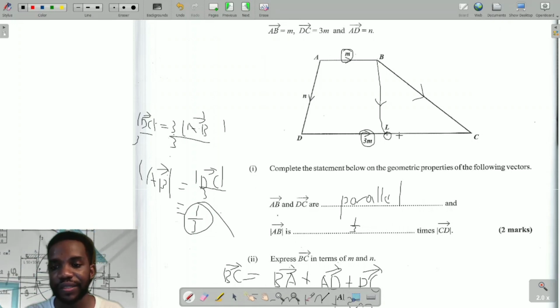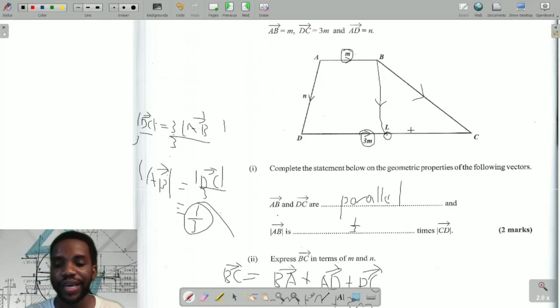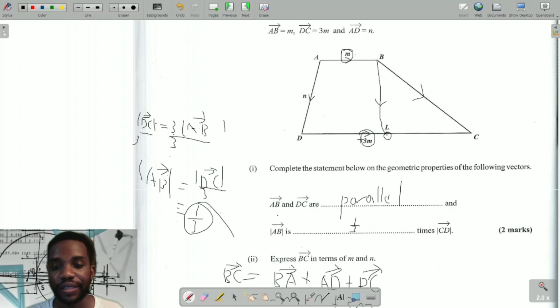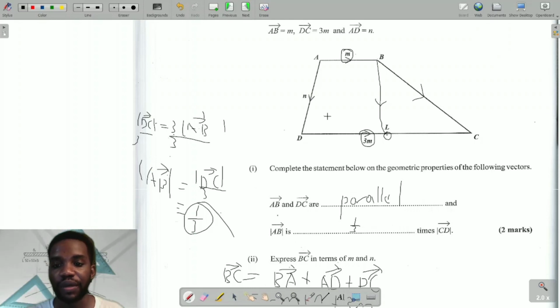So if I want to go from C to L, it's half the entire length CD. And if I want to go from D to L, it's half the entire length of DC. So whichever way you want to go. What is important is the sign. Now notice that we found BC already. Found BC.